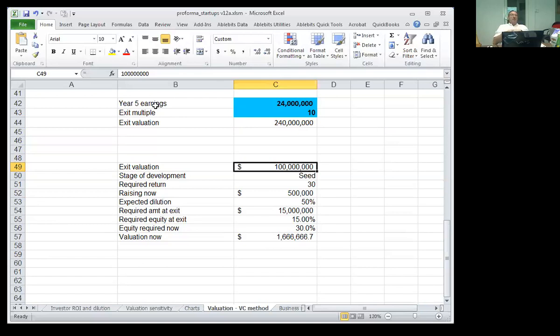I prefer to use VC method valuation for most companies as a starting point. And this should help to direct the discounted cash flow valuation. Because if the VC method valuation doesn't work, then other valuations are not going to make sense.